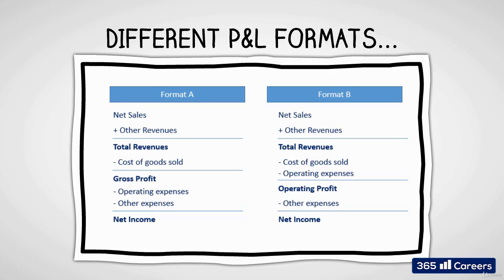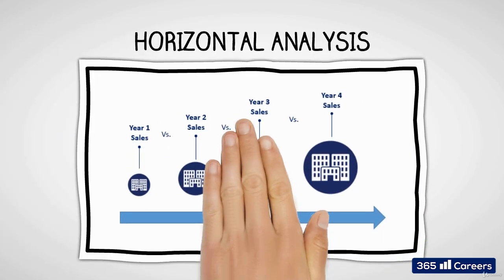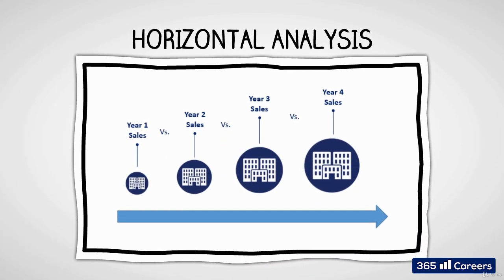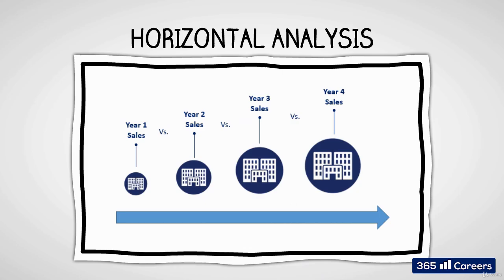Now, let's suppose that we've chosen the correct format, and we are ready to start carrying out our analysis. There are two main types of analysis that we can perform: horizontal and vertical. Horizontal analysis represents the comparison of historical financial information over a series of reporting periods.